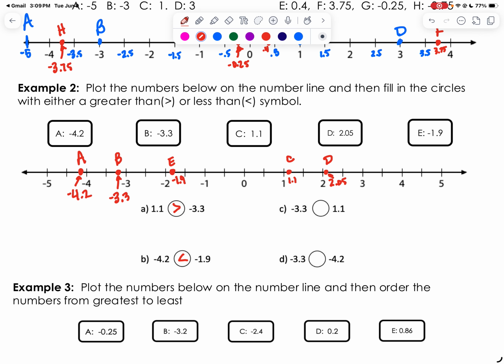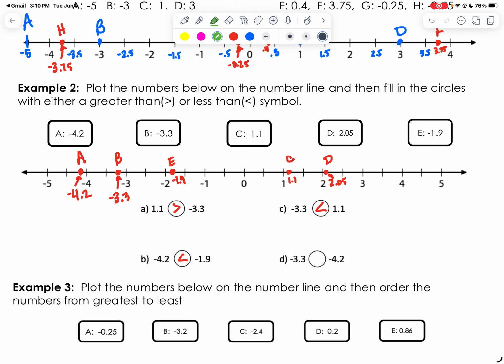All right, problem C. Negative 3.3, highlight that, compared to 1.1. Well, negative 3.3 lies to the left of 1.1, so it is less than 1.1. In fact, a negative number will always be less than a positive number. All right, pause the video and try problem D on your own.